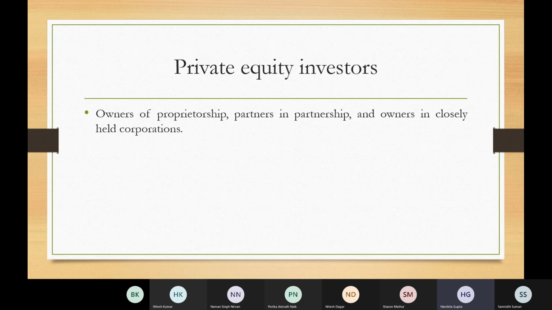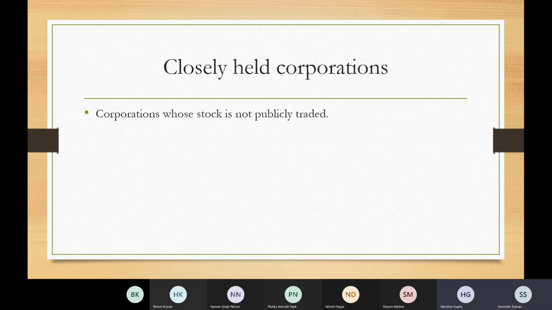Okay, so what are private equity investors? Basically, they are the owners of proprietorships, or the partners in partnerships, or the owners in closely held corporations. Ma'am, can you move forward? Yeah, so closely held corporations are those corporations in which the stock is not publicly traded.